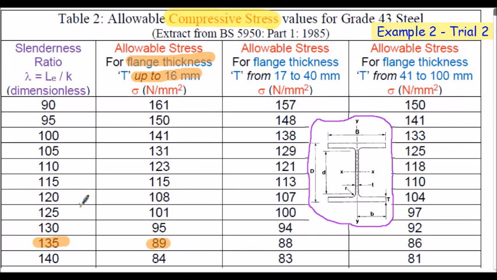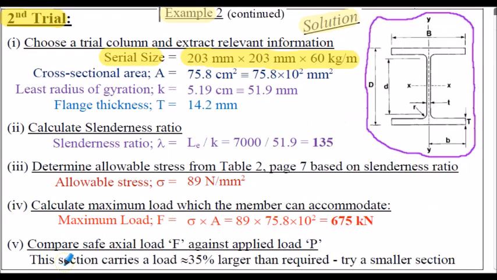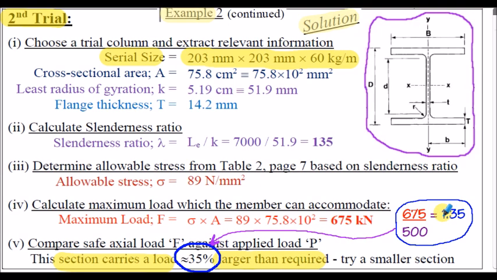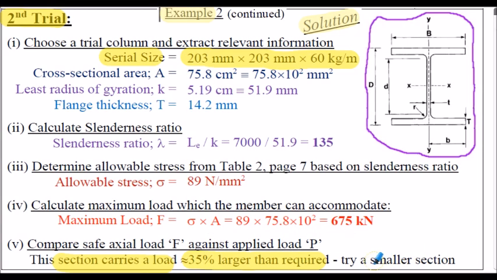The allowable stress this time was easy to determine. As the flange thickness was 14.2 millimeters, then we're in the first column here, and the slenderness ratio was exactly 135. So we can see that our allowable compressive stress is 89 newtons per millimeter squared. We can now use these values to calculate force F, the force the section can withstand. Essentially, we'll find that this second trial section still has a 35% larger load carrying capacity than that required. So again, we're going to try a smaller section.